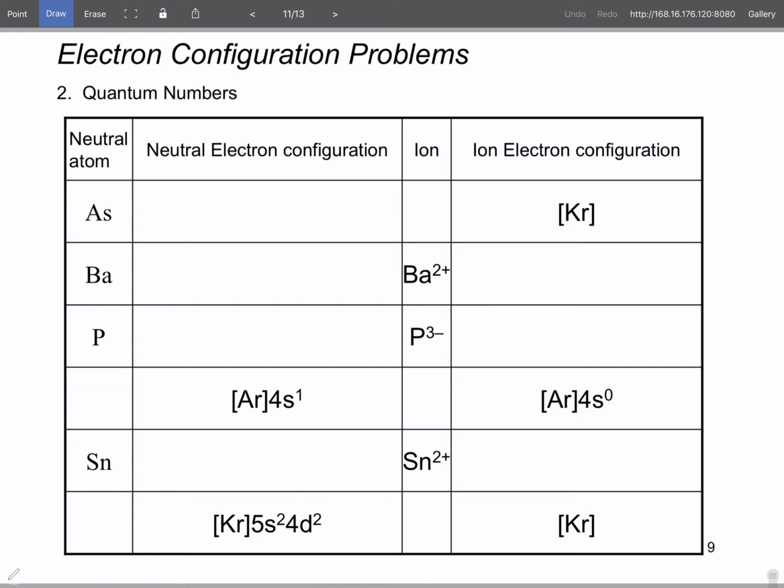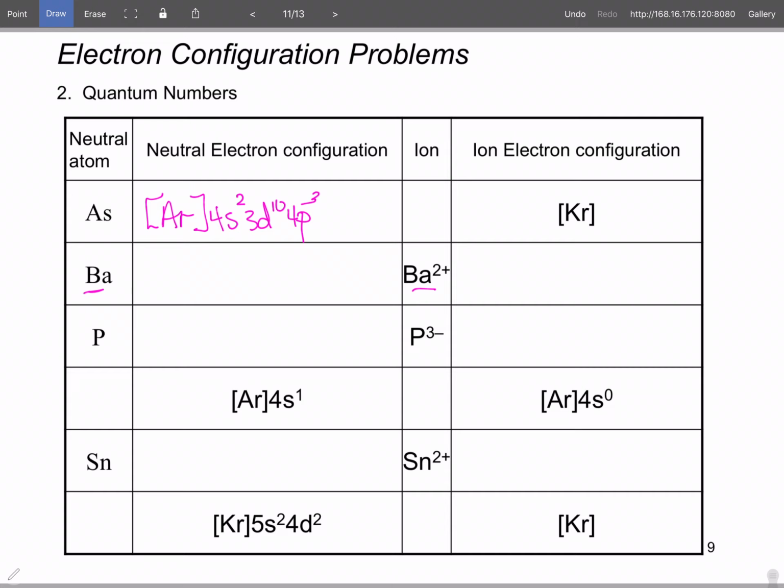Alright, so what I've done is I've paired these. You can see it with barium. We have the pair here. And so arsenic, if we look at arsenic, arsenic is number 33. So it's going to have an argon core. And it's 4s2, 3d10, 4p3. Okay?